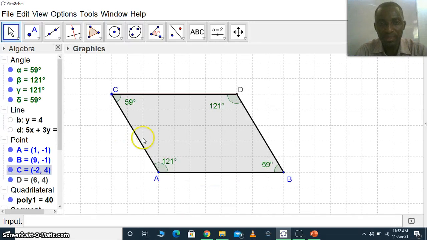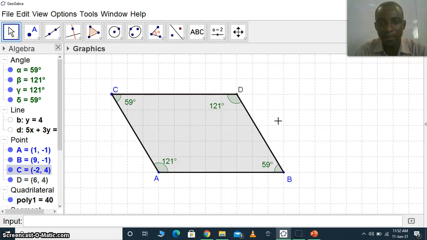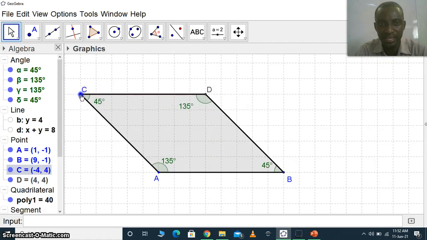I'm sure you can bear with me that this plain figure here is a parallelogram. It is, because opposite sides are parallel and equal. So side CD is parallel to side AB, and they are equal, and opposite angles are also equal. So I can even change it to be like this. It will still remain a parallelogram.